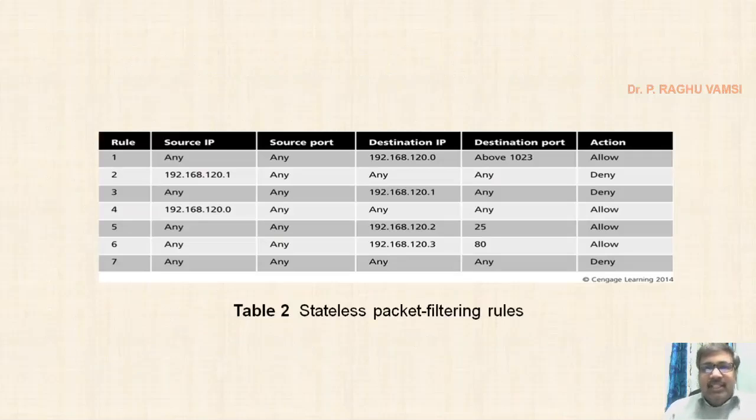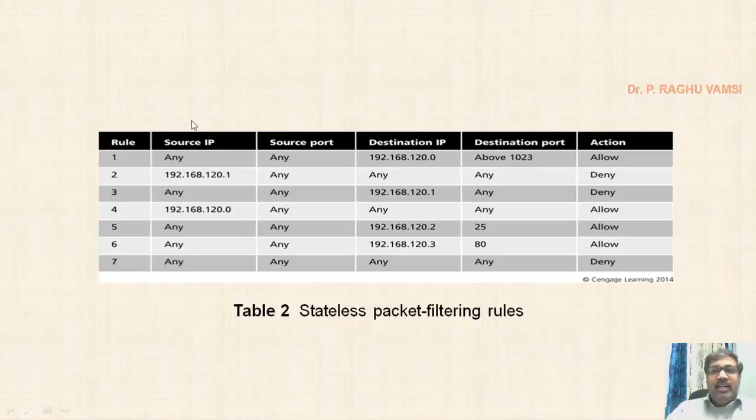The example is like this. Firewall rules are always configured in a matrix form like this: the rule number, source IP address, source port, destination IP address, destination port, and action, whether to allow, deny, or drop. These are the three actions in general. So rule one will be like this: any IP address, any source port, the destination IP address is this local IP address that you can mention here, and any destination port above 1023 is going to be allowed.